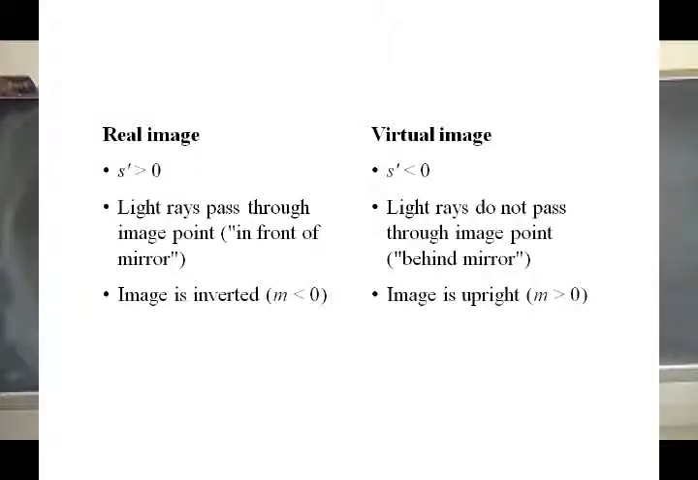And the image is always inverted. A virtual image has an image distance that's less than 0, that's negative, and that's behind the mirror. The light rays don't actually pass through that point, but the image is upright. So we have a real image or a virtual image.